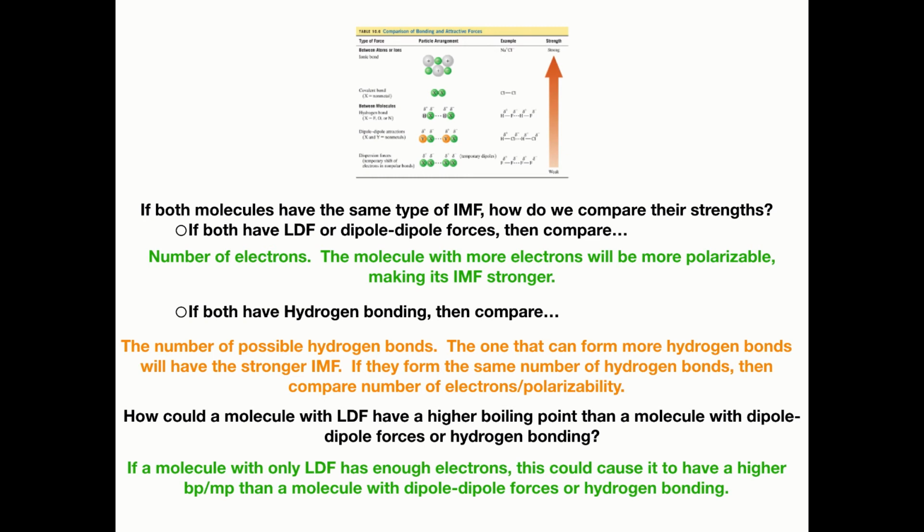So just as a quick recap, traditionally, what we normally see, London dispersion forces are the weakest type of intermolecular force, followed by dipole-dipole, which is slightly stronger, and then hydrogen bonding, which is the strongest.